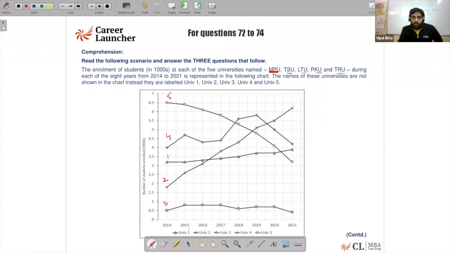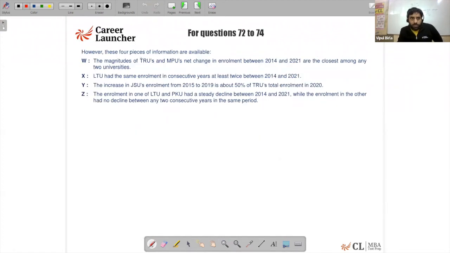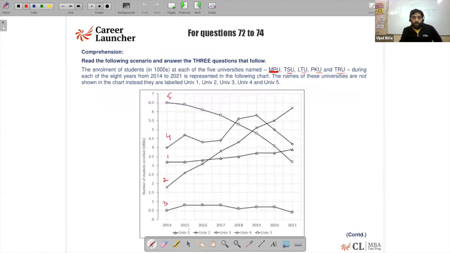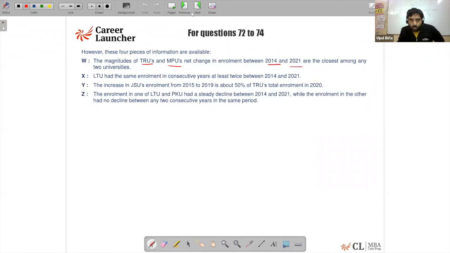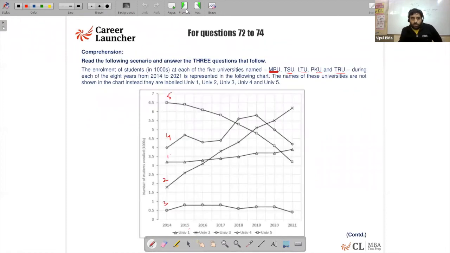Let's see what exactly they are asking. However, these 4 pieces of information are available. The magnitude of TRU's and MPU's net change in enrollment between 14 and 21 are closest among any of the two universities. So net change means the initial and the final value. For university 3, the starting point and the end are almost the same, so the net change is very negligible. For university 2, it is very high.